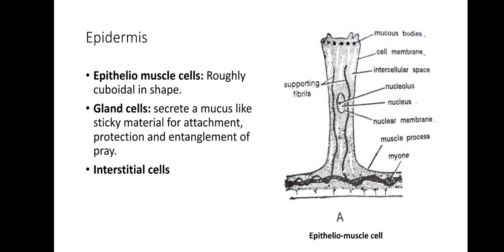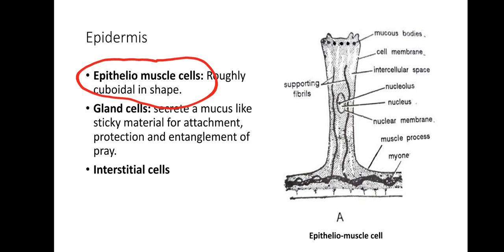Now, if you see each of the layers, first let's see the epidermis. Epidermis means the outer layer of the body. So, it's formed of different types of cells. Okay, so one of the types of cell is epitheliomuscle cells. Now, the name epitheliomuscle cell is because epithelium is a type of tissue in higher animals where it forms a covering. Okay, a covering tissue, forming a protective covering.